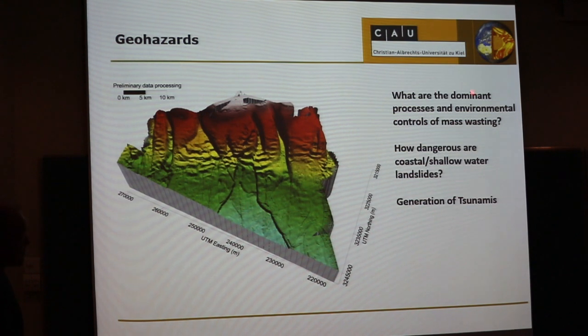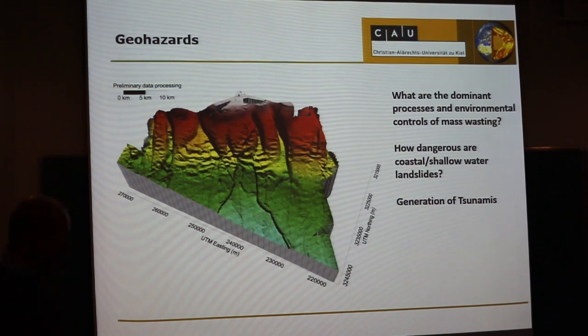So we ask the questions, what are the dominant processes and environmental controls of mass wasting? That's a question I will try to answer today. It will be not a full answer, but I will start to answer this question. How dangerous are these landslides, and especially what is the tsunami generation potential of these landslides?